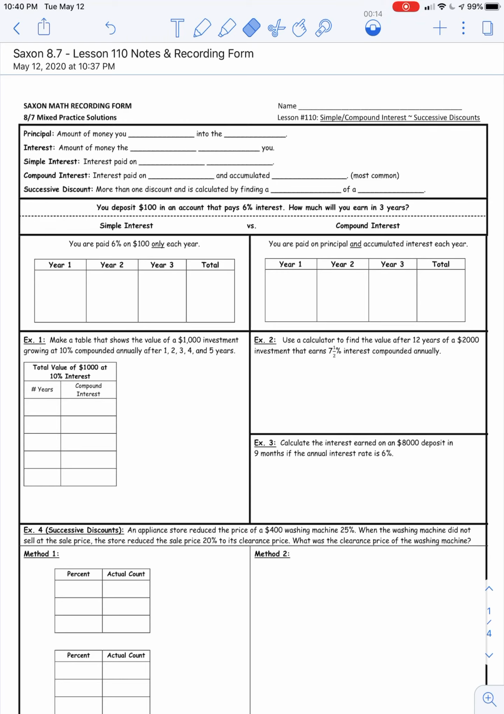We're going to be talking about simple interest and compound interest and successive discounts. I know right now that might seem a little bit foreign to you, but by the end of the lesson, you'll have a good understanding of how you can make some money for yourself and also how to understand savings on different items. So I want you first of all to make sure you have your lesson printed and in front of you.